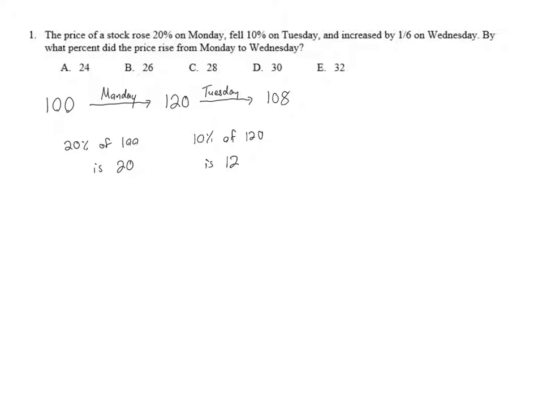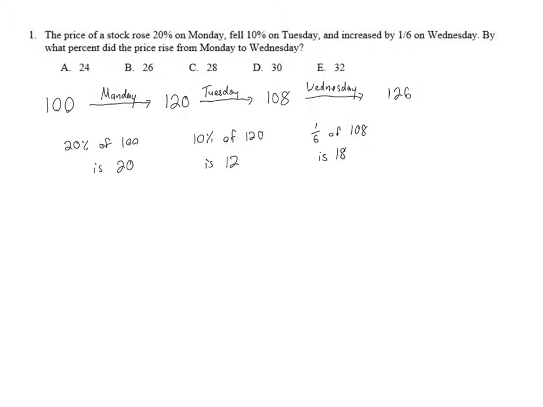Lastly, we need to figure out what happens on Wednesday. On Wednesday, the price increased by 1/6. So we need to figure out what 1/6 of 108 is. And we get that by multiplying 1/6 times 108, or taking 108 and dividing it by 6, and we end up with 18. So on Wednesday, the price increased by $18, and 108 plus 18 ends up being 126.